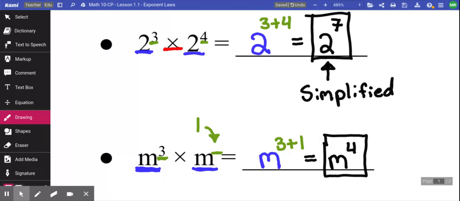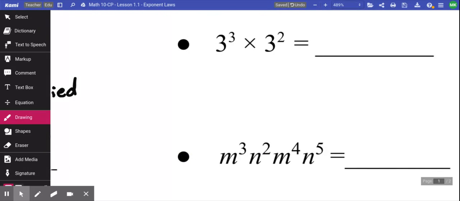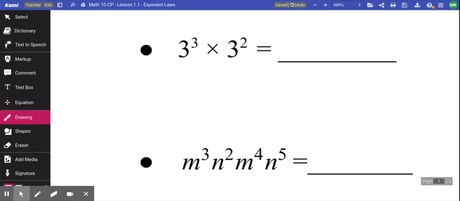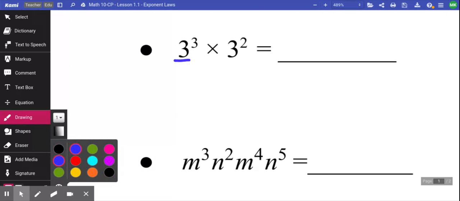Seems okay? Go to the right. So the first one, if I was to verbally say this, it's 3 to the power of 3 times 3 to the power of 2. Those are the same base. They're both 3. So then I can add the exponents, 3 plus 2. That is 3 to the power of 5.